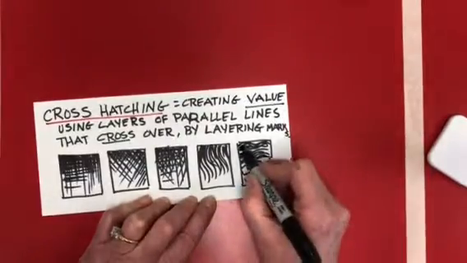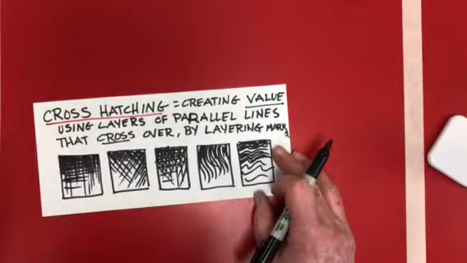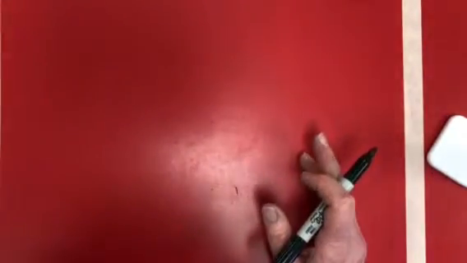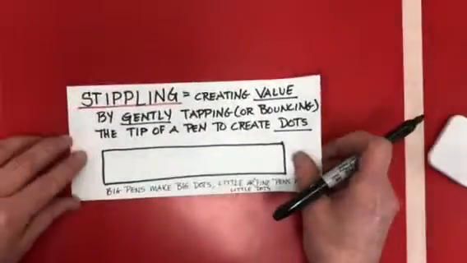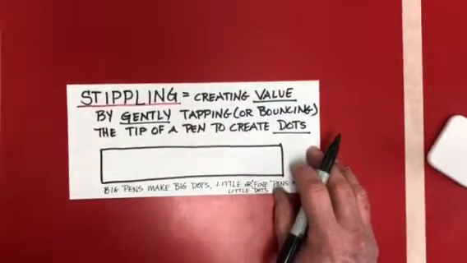You get the idea. But just remember, it's the ratio, the amount of paper to the amount of ink. The more ink you put down, the darker the value becomes. Another mark that has a name is stippling. Stippling is a great texture.